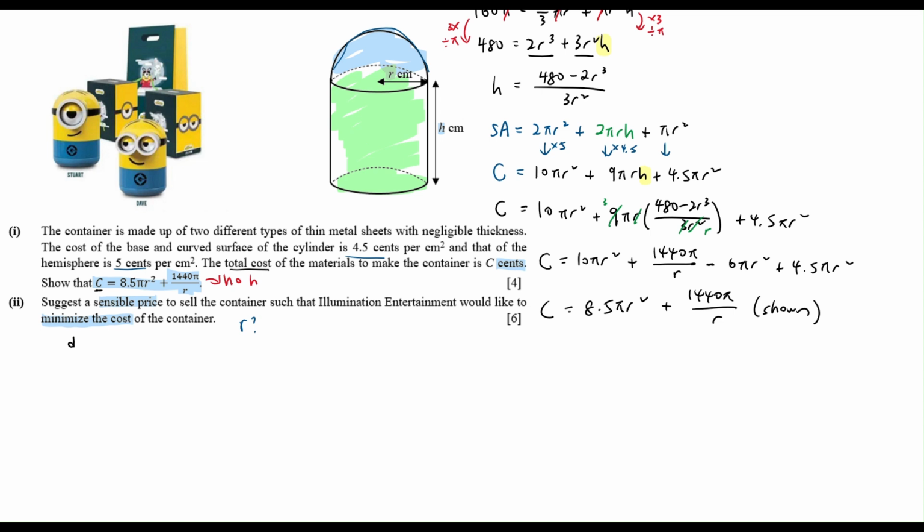So in this case, I'll have dC over dr. For the first term, coefficient 8.5 pi stays. For r squared, when you differentiate it, the power 2 goes to the front and the power is deducted by 1. So it will just remain as power 1, which we usually don't write.